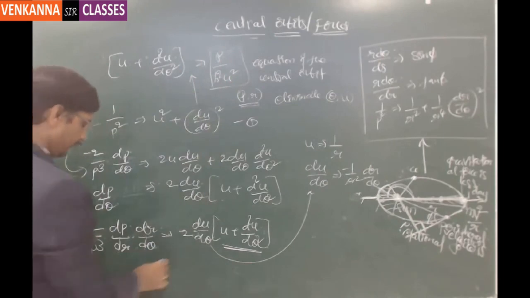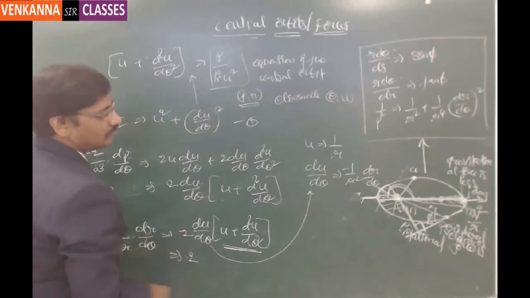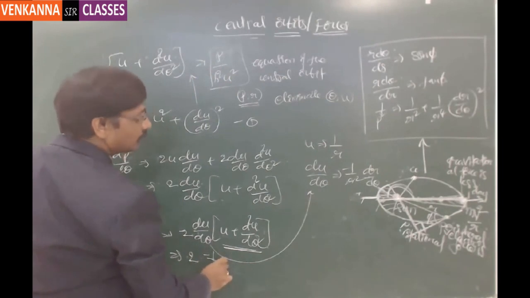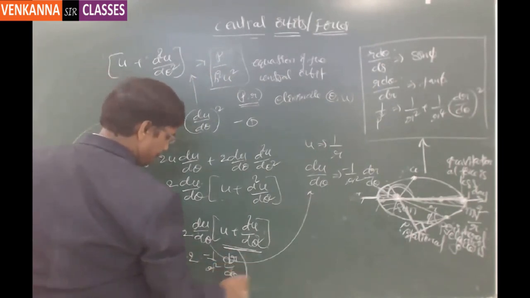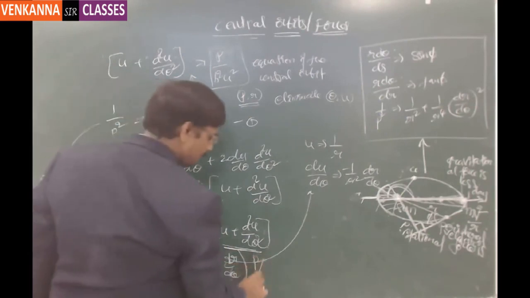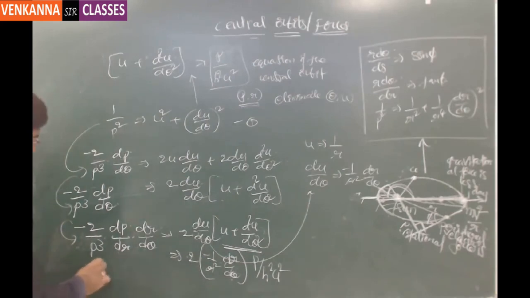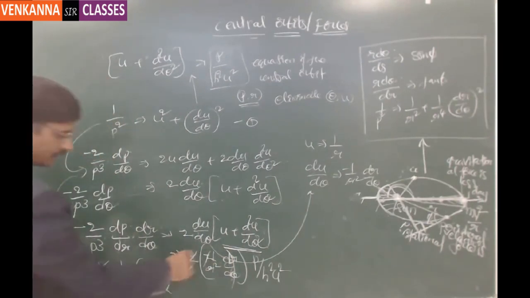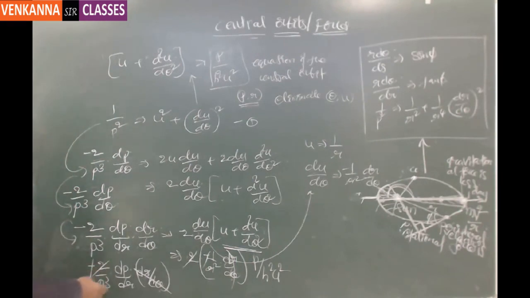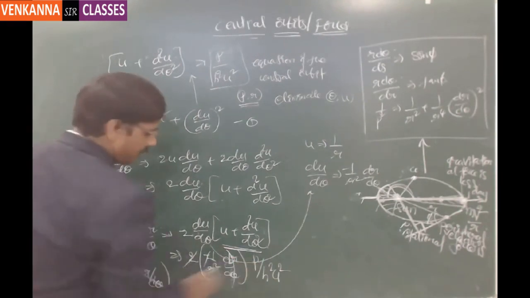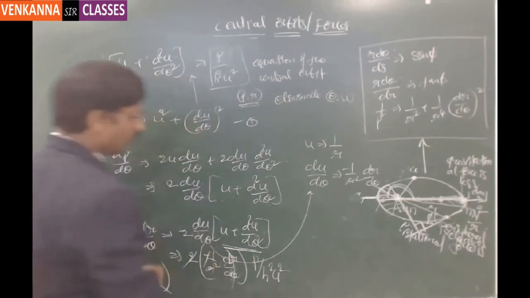Now if you put it here, this value is going to be 2 times minus 1 by r square into dr by d theta into p by h square u square. This is going to be minus 2 by p cube into dp by dr into dr by d theta. So from this relation, this dr by d theta and that dr by d theta will cancel out. The minus and minus will cancel out. The 2 will cancel out. And then 1 by p cube into dp by dr is equal to p by h square u square and 1 by r square.